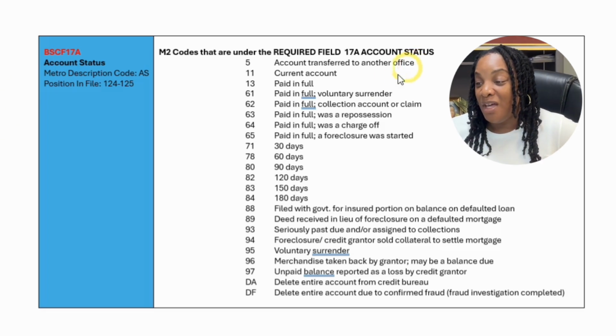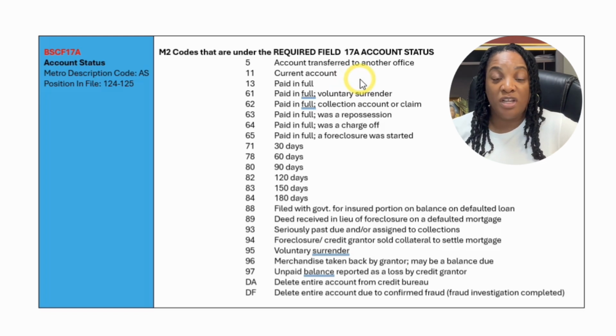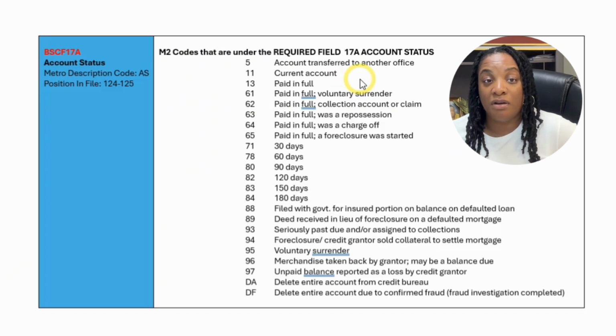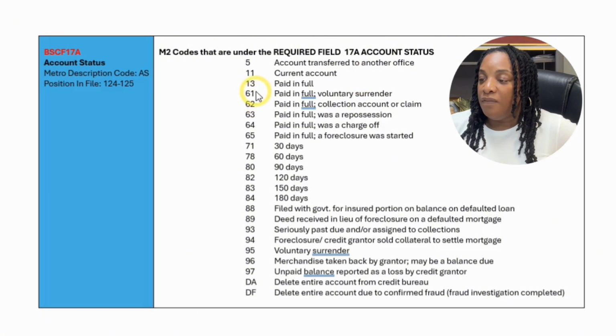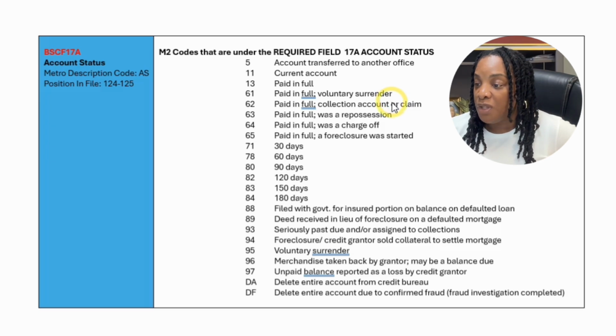All right, so Metro 2 code 11, current account. If they're reporting that your account is current, you're not going to dispute that and say, hey, it's not current. But just so you know, that's the code. 13, paid in full. 61, paid in full, voluntary surrender, so if it is a voluntary surrender, that's your code for that. Paid in full collection account or claim. 64, paid in full was a charge off.